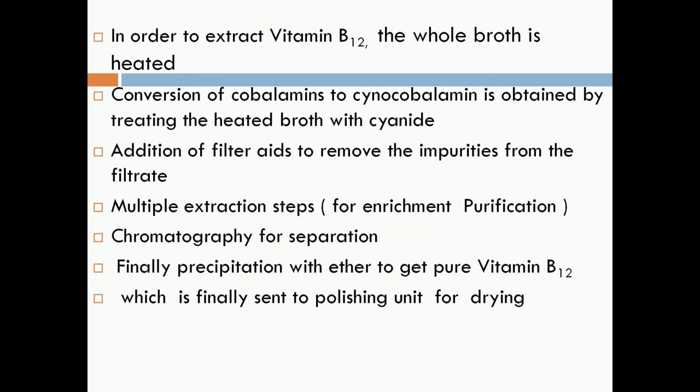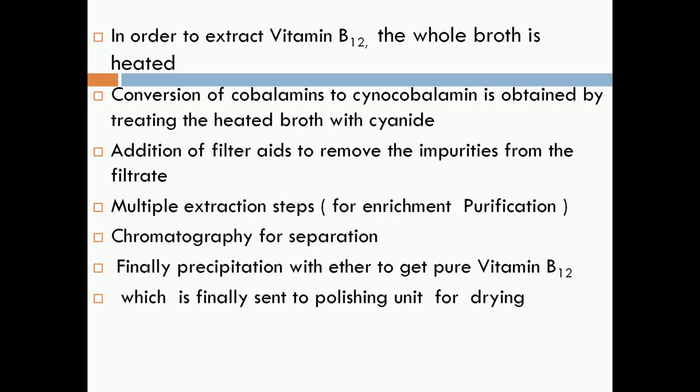So the same thing I've explained here. The whole broth is heated initially. Then there is conversion of cobalamin to cyanocobalamin by treating it with potassium cyanide. And then addition of filter aids to remove the impurities and to aid filtration. Then multiple steps of enrichment where you use organic solvent for extraction. And finally you use a chromatographic technique for separation. And finally you do the ether precipitation.